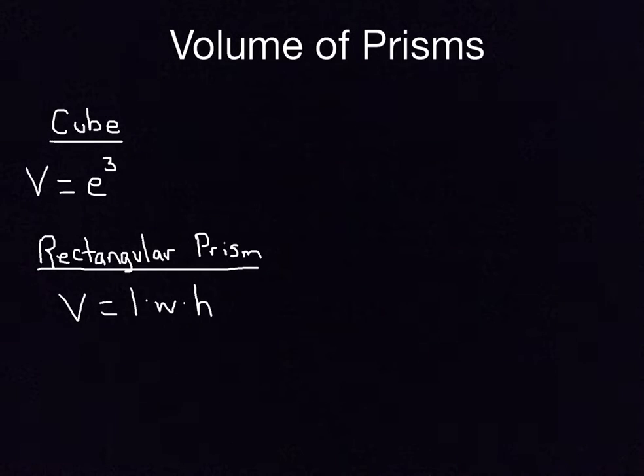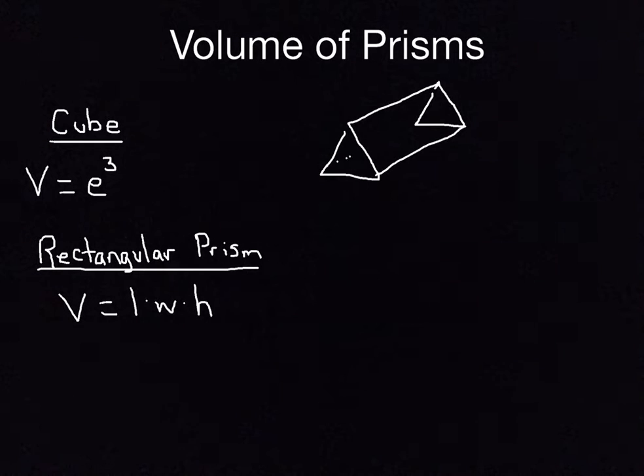Now remember, a prism has the same base, top and bottom. Could be rectangular, could be triangular, could be a pentagon, and all the faces are rectangular. So if we had, for example, a triangular prism, it's kind of two triangles. These are the bases. We have here, here, back here. So that's a prism, has two bases, and all the faces are made up of rectangles.